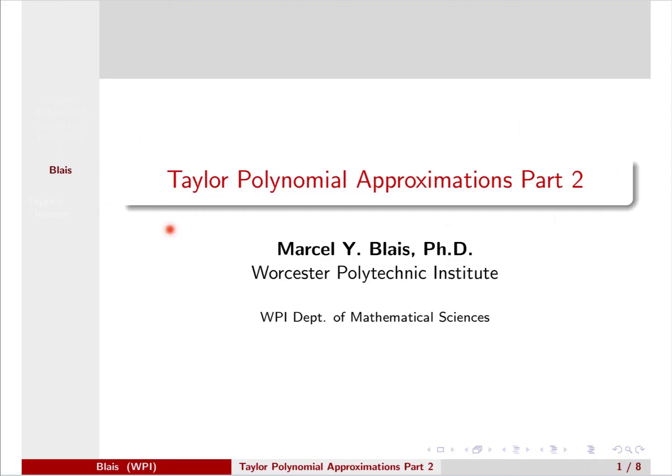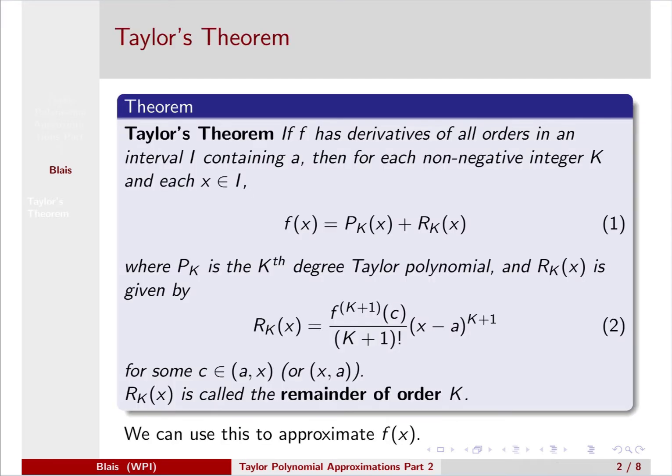In this lecture, we will be continuing our analysis of Taylor polynomial approximations. So recall, we're using Taylor's theorem, which gives us this scenario where you have f with derivatives of all orders on an interval I containing a. Then for each non-negative integer k and each x in I, we have this expression where f of x is equal to the kth degree Taylor polynomial pk of x plus the corresponding remainder term rk of x, where we have this form for rk.